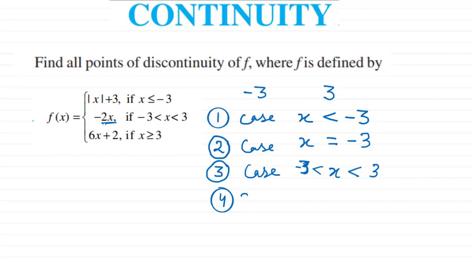Now in the fourth case, what will we take? We will take x equals 3, so we will check when x is 3. Then the fifth case is when x is greater than 3. So these 5 cases we have to check, to see where the function is continuous or discontinuous. Then we will get the points of discontinuity.